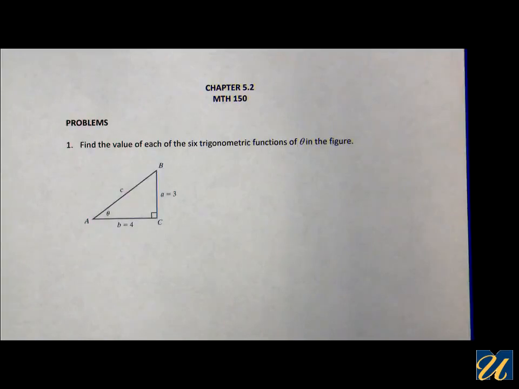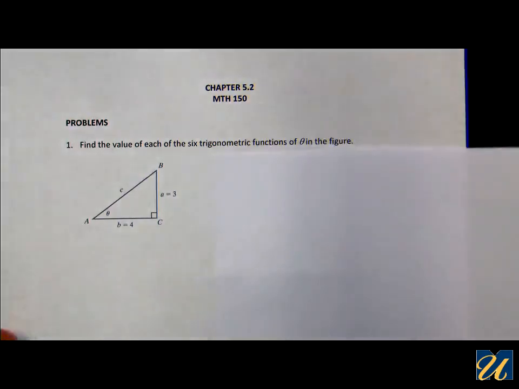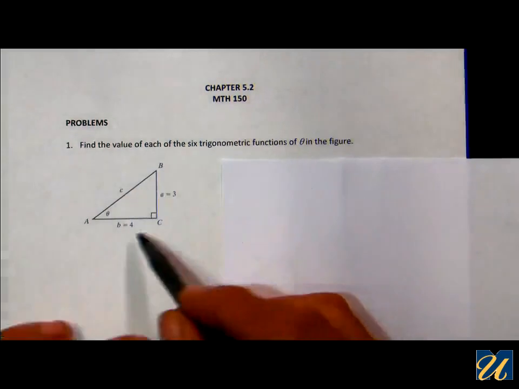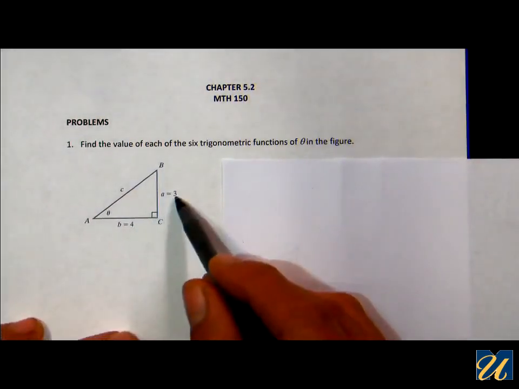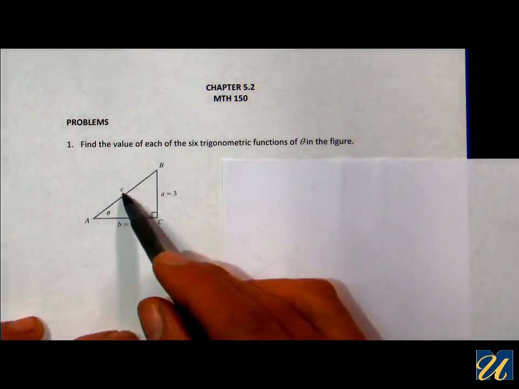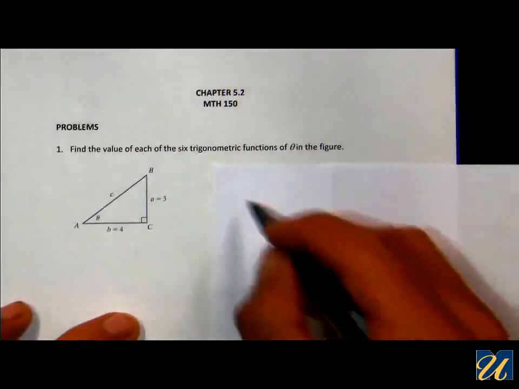Section 5.2 Problems. Problem 1. Find the value of each of the 6 trigonometric functions of angle theta in the figure. Okay, so we have a right triangle here with one side labeled 4, one side labeled 3. The hypotenuse is unknown. So first we'll use the Pythagorean theorem.